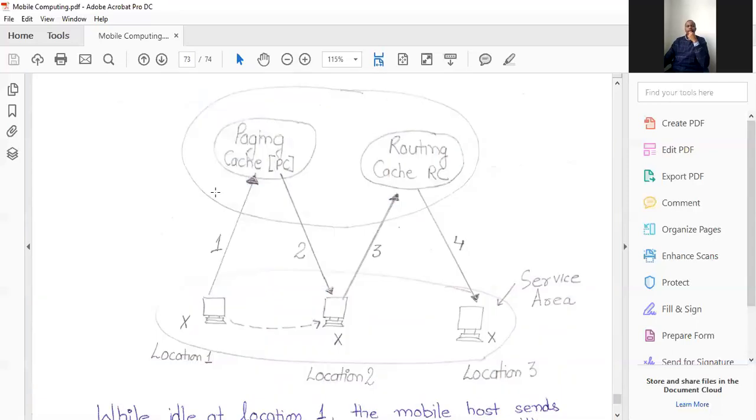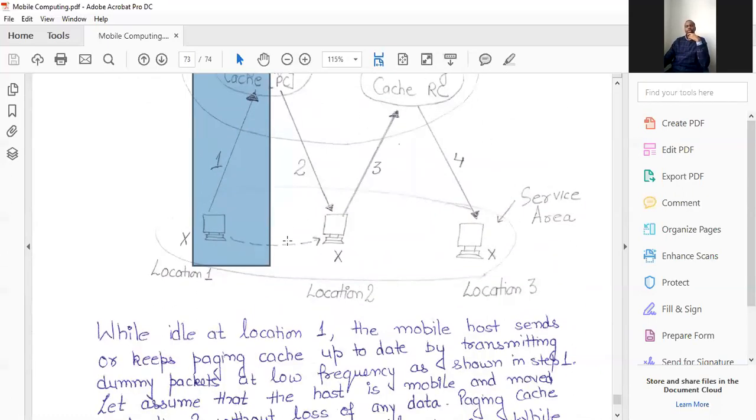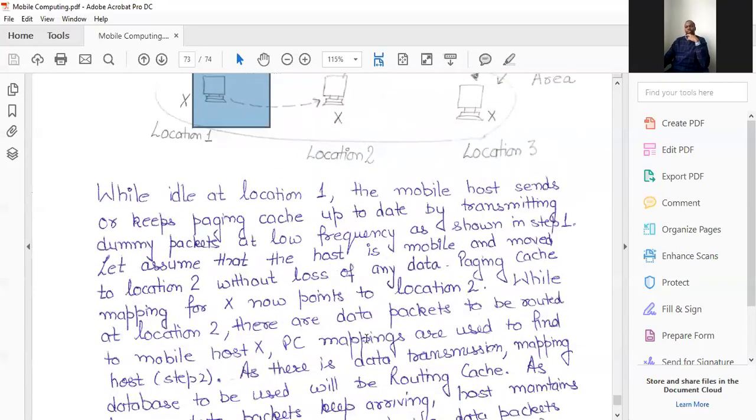So it keeps sending dummy packets. Dummy packets are not packets that have a destination. They are packets that have no destination. They are just sent to the network for the network device, if it's a router or a gateway, to basically just know that that device is active and it can change location. So the mobile phone keeps sending dummy packets just for the router or the gateway to know that that particular device is active and it can change location. All right.